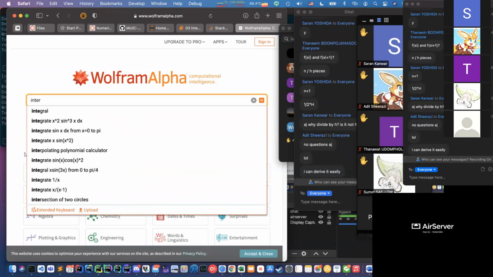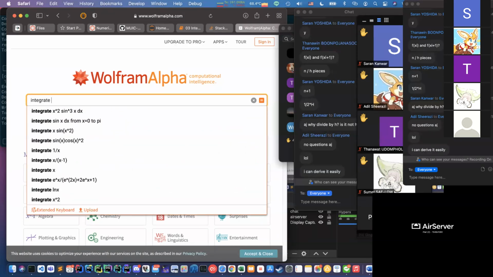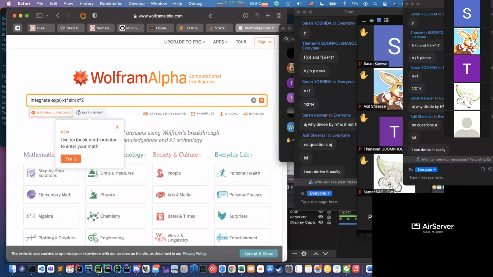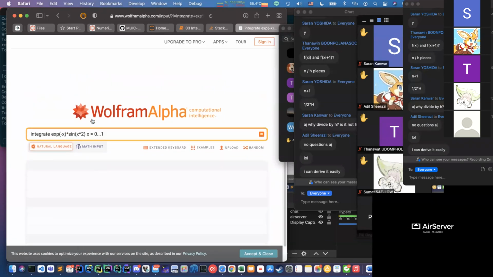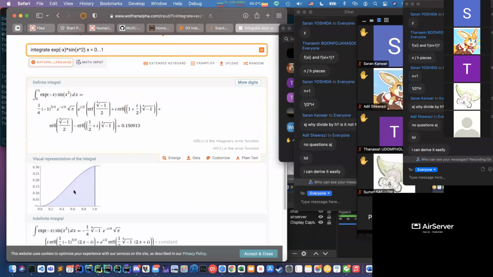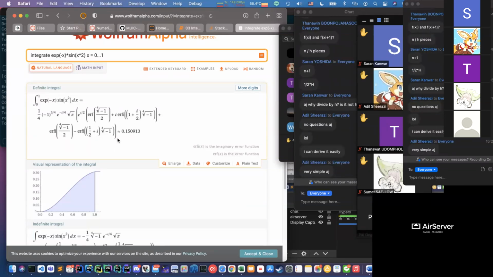Integrate. Okay. Exp minus x times sine x squared, from x equals 0 to 1, and then you press enter. Or maybe it will tell me how to do it analytically. There. See, that's simple, right, Adil? That's simple. It has to do with the error function. Very simple. Right. Exactly. In the homework, you're gonna figure out what that ERF means.